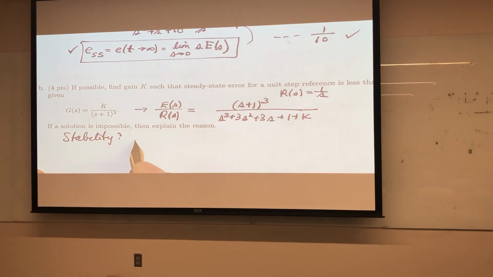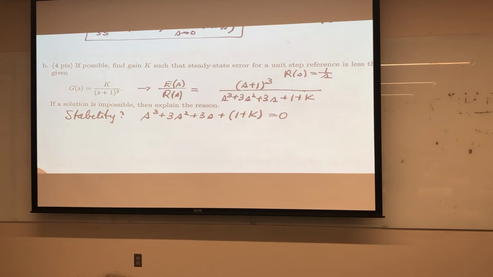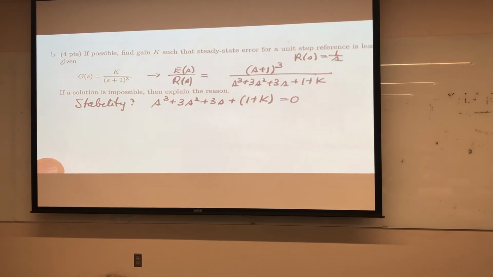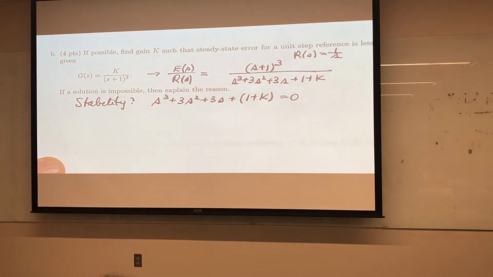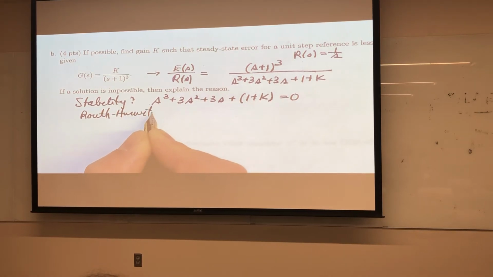We have to check stability, and by examining the roots of s cubed plus 3s squared plus 3s plus, and the constant term is 1 plus k equal to 0. Now, in this particular case, k now is a variable. And because k is a variable, the roots are going to change. And so we need to find the range of k for which we have no poles in the right half plane. And so a tool that we have exercised already in a previous problem is the Routh-Hurwitz. And so Routh-Hurwitz can be applied here.